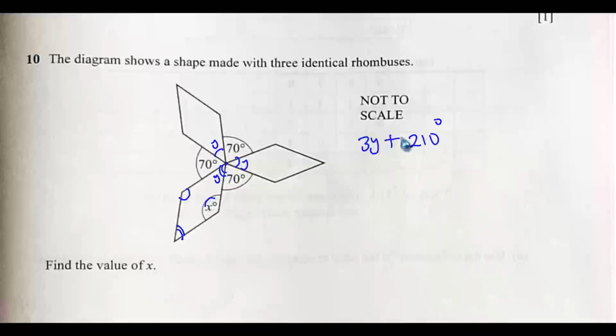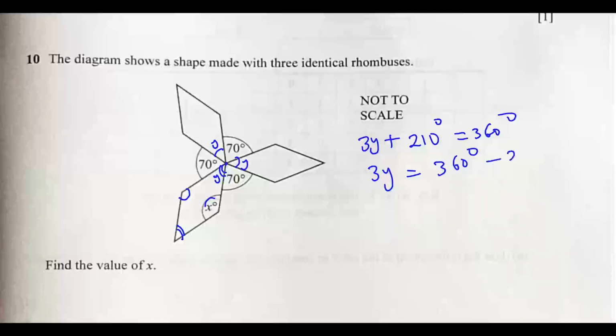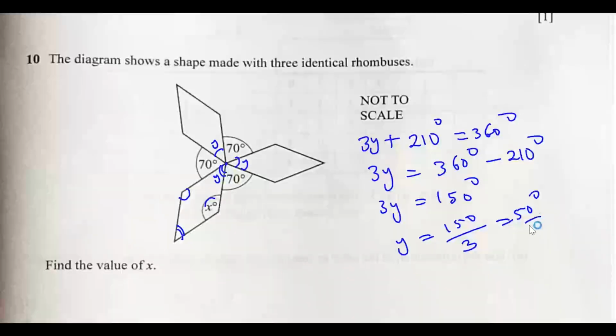So these add up to 360 degrees. Okay. Then we can now rearrange by collecting the like terms. We have 3y to be equals to 360 degrees minus 210 degrees. Okay. Then you have 3y to be equals to 150 degrees. So divide both sides by 3. So 150 divided by 3 gives 50 degrees. So that means each of these three angles is 50 degrees. Okay, so y is equals to 50 degrees here.